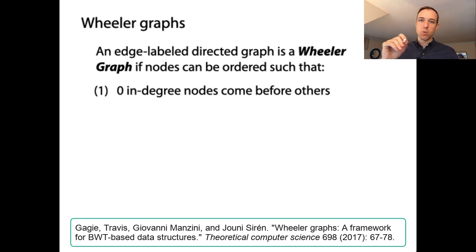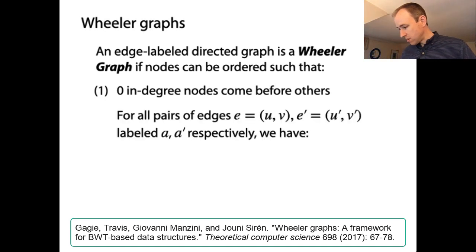So if we write down an ordering 0, 1, 2, 3, 4, 5 on the nodes, the first several items in that order are going to go to the nodes that have no incoming edges. Okay, so that's the first rule. The nodes with no incoming edges have to come first in the ordering. The next 2 rules both have to do with pairs of edges.